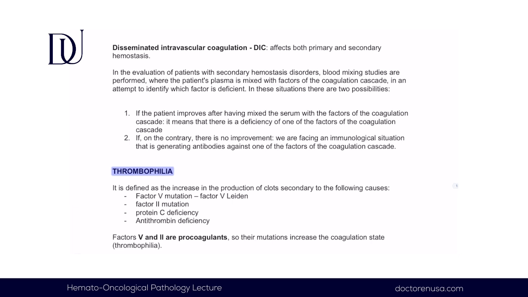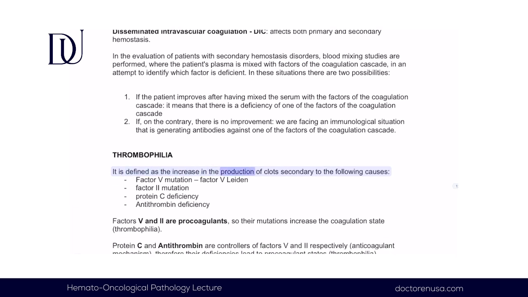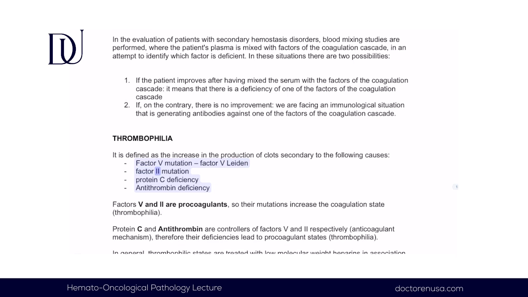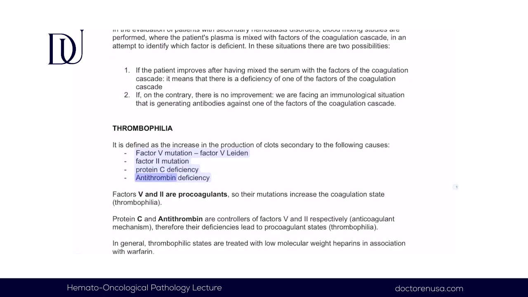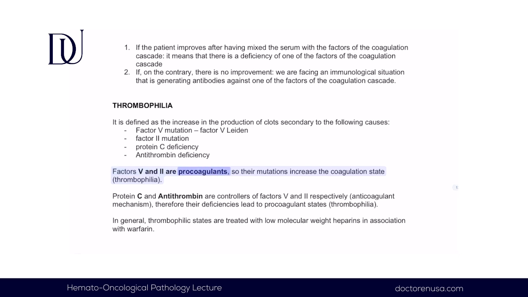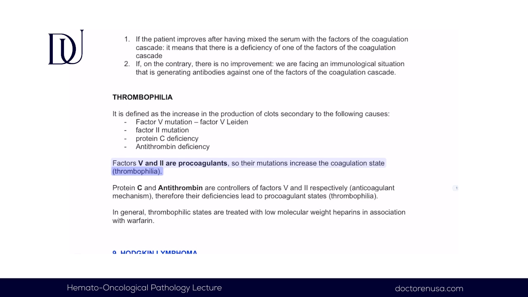Thrombophilia. It is defined as the increase in the production of clots secondary to the following causes: Factor V mutation, Factor V Leiden, Factor 2 mutation, protein C deficiency, antithrombin deficiency. Factors V and 2 are procoagulants, so their mutations increase the coagulation state, thrombophilia.